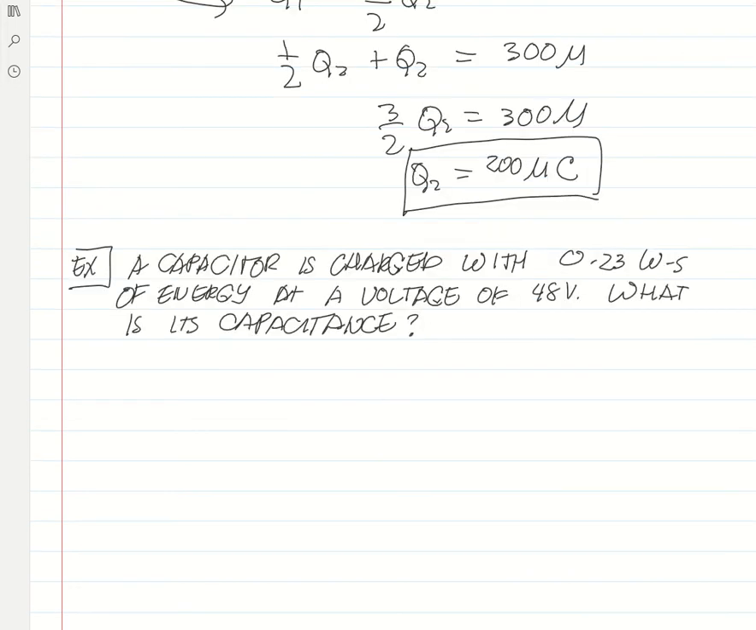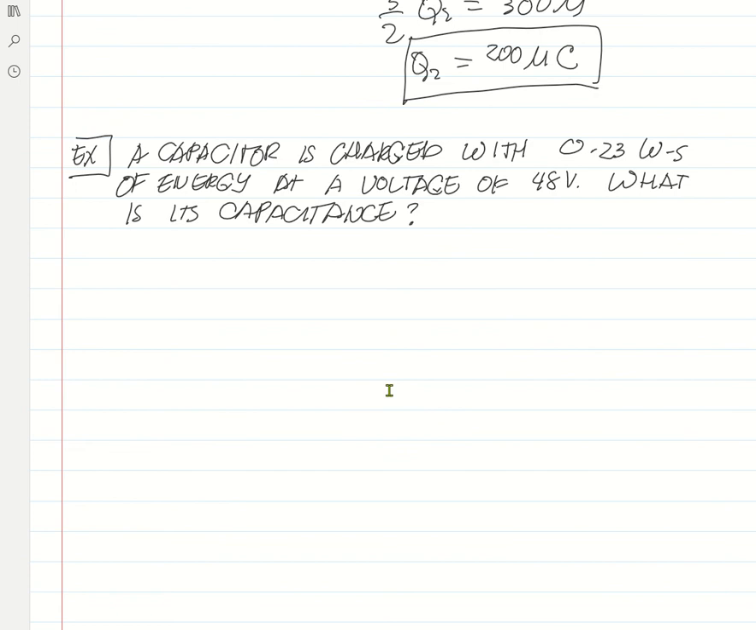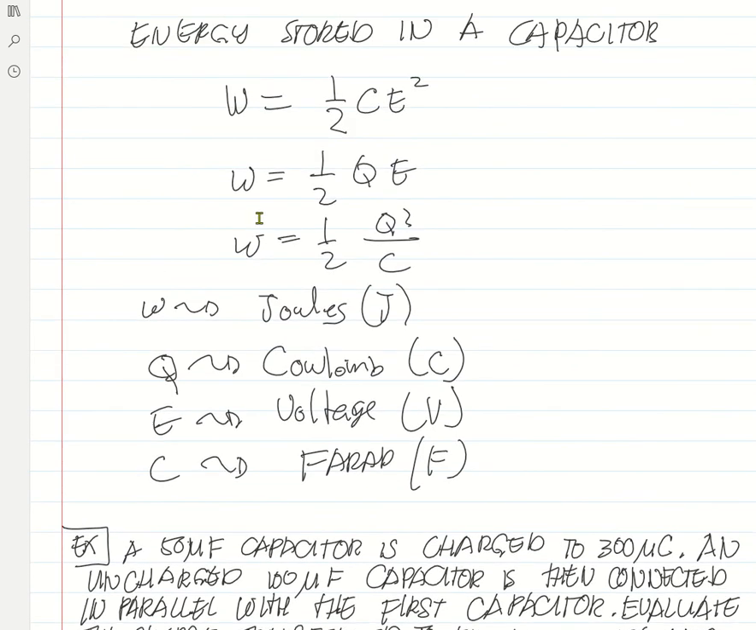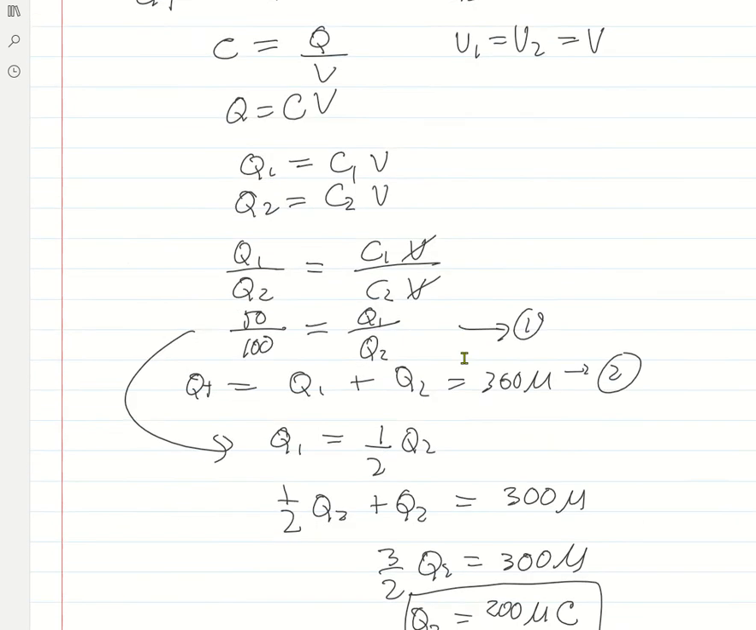Okay? Another example, this one. A capacitor is charged with an energy of 0.23 watt-seconds at a voltage of 48 volts. Now the question is, what is its capacitance? So this is a direct solution using the formula. Remember, 1 watt-second is actually equivalent to 1 joule. So we can use our formula before here. The energy stored in a capacitor is just equal to 1/2 C times the voltage squared.